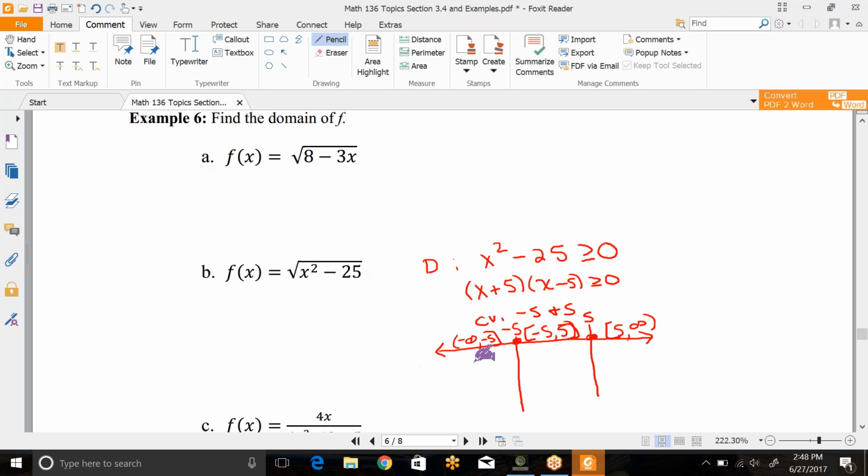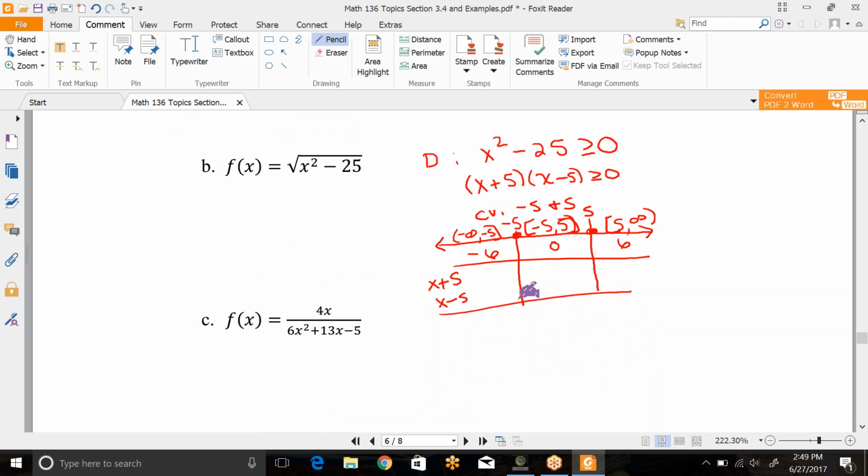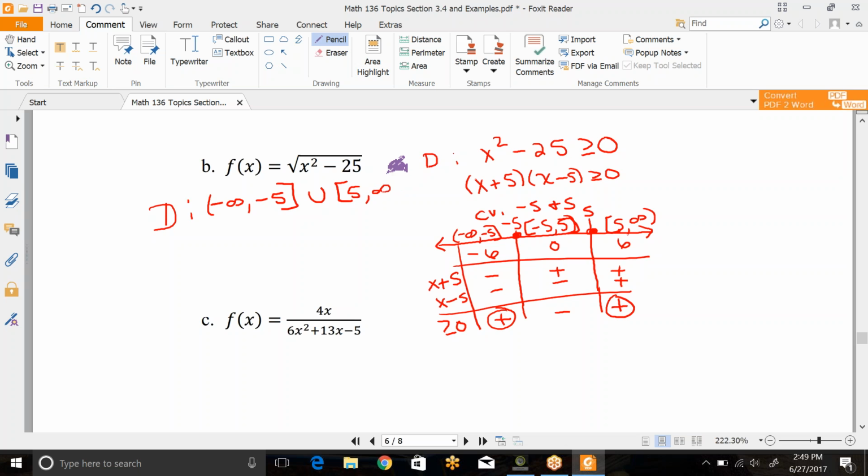We pick a test value in each region, so -6, 0, and 6. Our factors are x plus 5 and x minus 5, and we are hoping to be greater than or equal to 0. So -6 would be a negative and a negative, which multiplies to make a positive. 0 would be a positive and a negative, which makes a negative. And 6 would be a positive and a positive, which makes a positive. Greater than or equal to 0 means positive, so there are two regions in our domain. -infinity to -5, bracket, union with 5 to infinity.